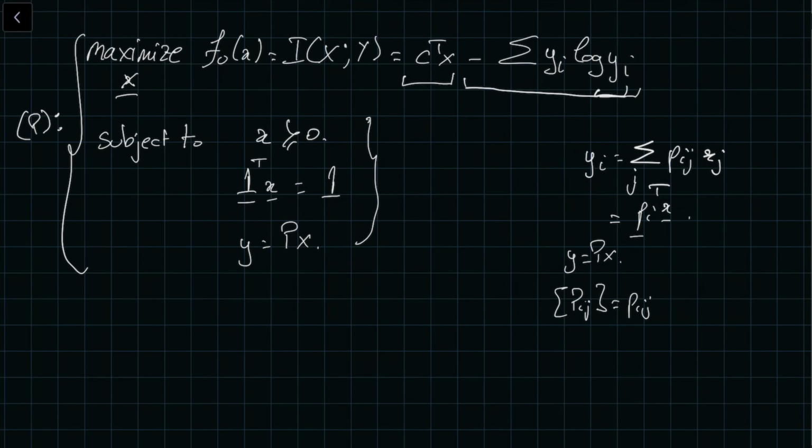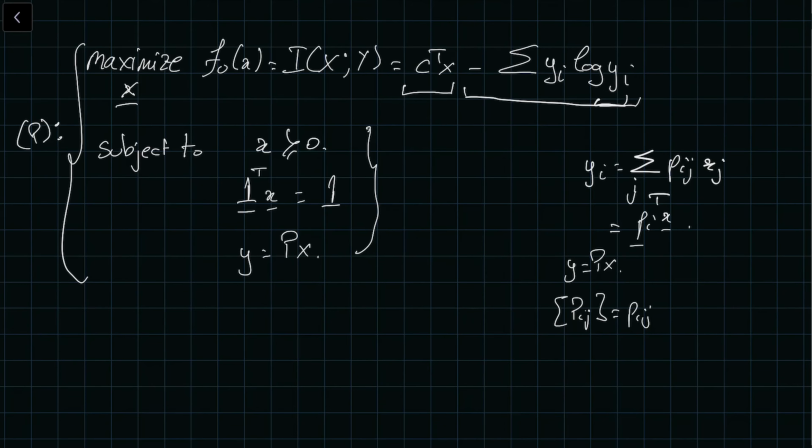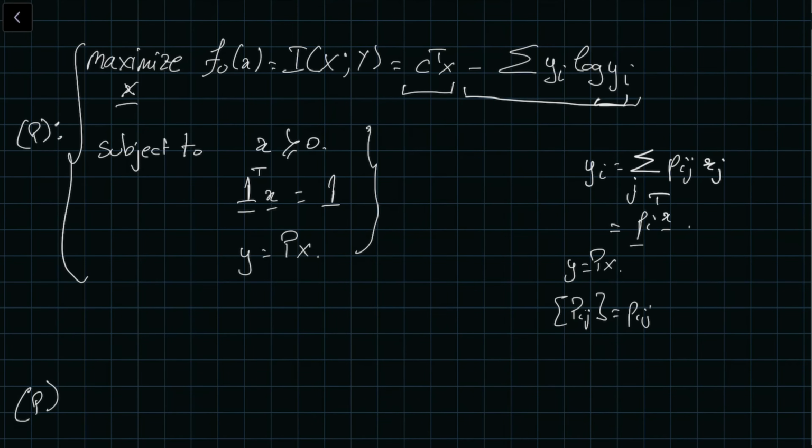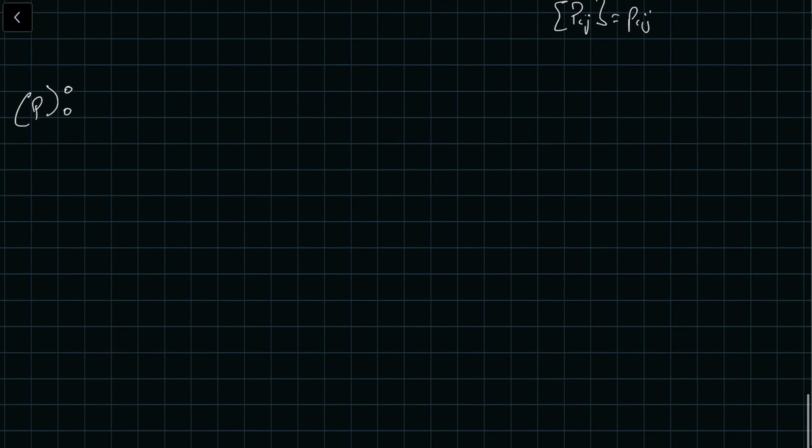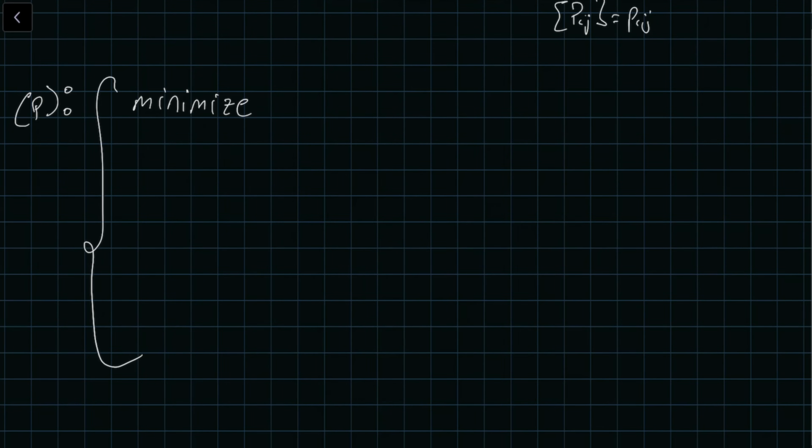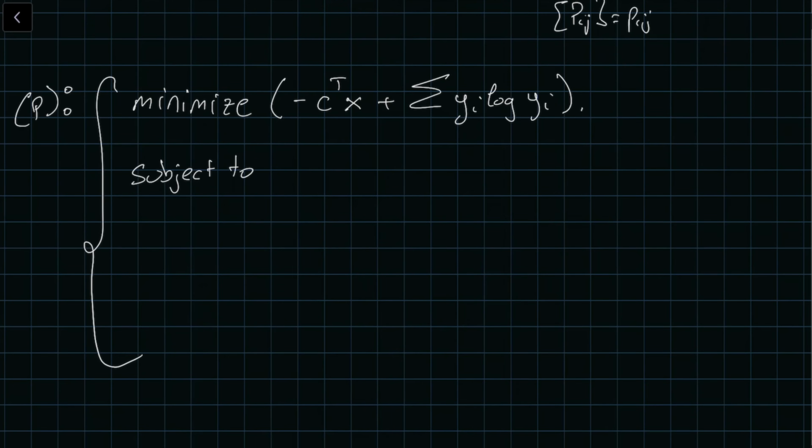So let's see what we get over here. I'm going to rewrite this problem as a minimize first of all. So instead, I'll minimize the negation of the cost function that I had. So minimize minus C transpose X plus summation of yi log yi, subject to the same exact constraints. That is X positive, 1 transpose X is 1, and y equal Px. And I just want to tell you something here.